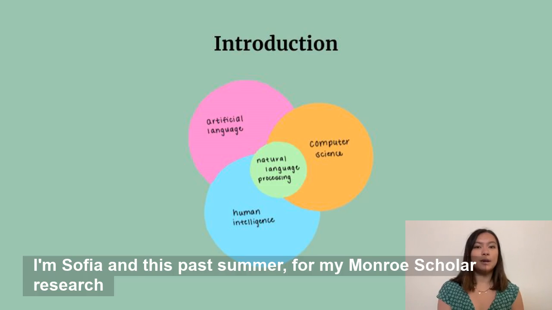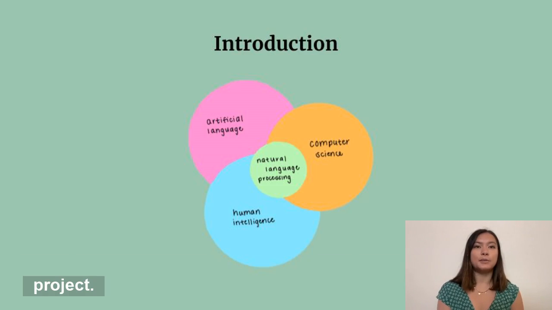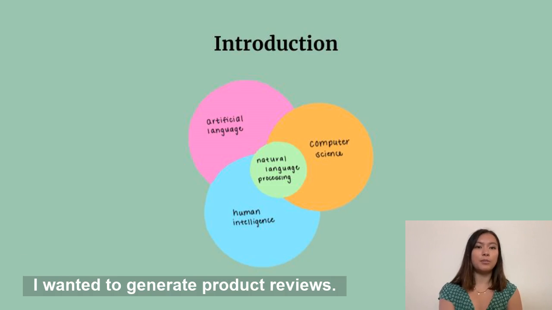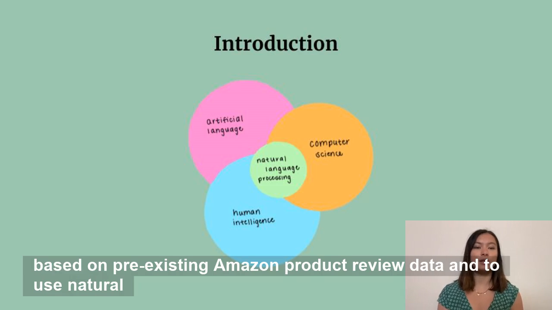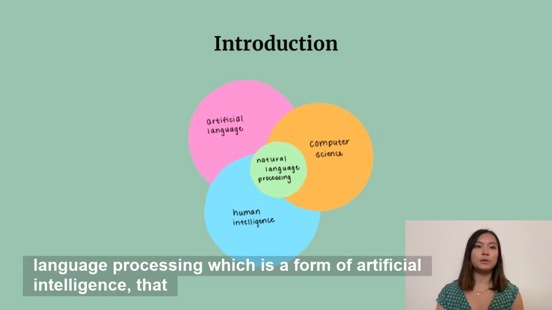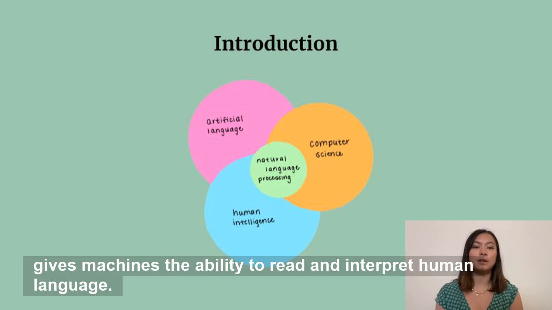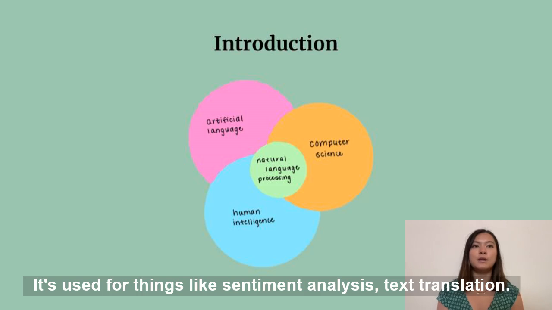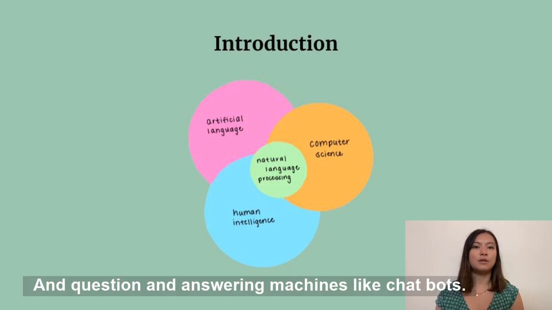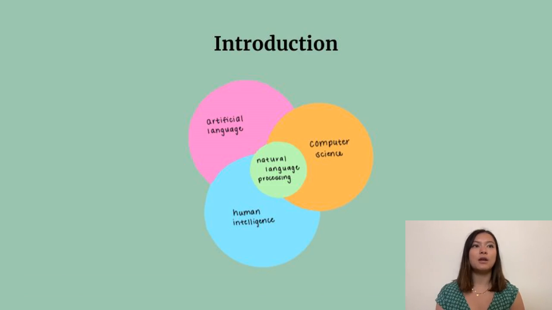I'm Sophia, and this past summer for my Monroe Scholar research project, I wanted to generate product reviews. So my goal for the project was to create a model to generate reviews based on pre-existing Amazon product review data and to use natural language processing, which is a form of artificial intelligence that gives machines the ability to read and interpret human language. It's used for things like sentiment analysis, text translation, and question and answering machines like chatbots.